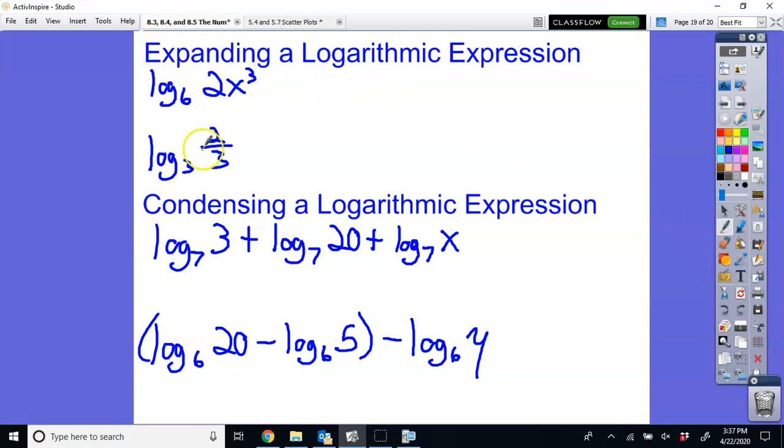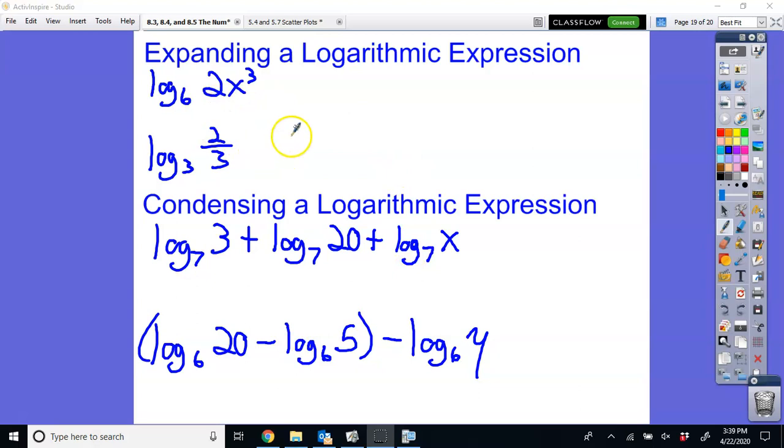So I've given you 4 examples here. The top 2 are expanding. The bottom 2 are condensing. I am not going to write out every single step when I explain these in a little bit, but I am going to explain what I did. What I want you to do is see if you can do these 4, pause the video, and then try.